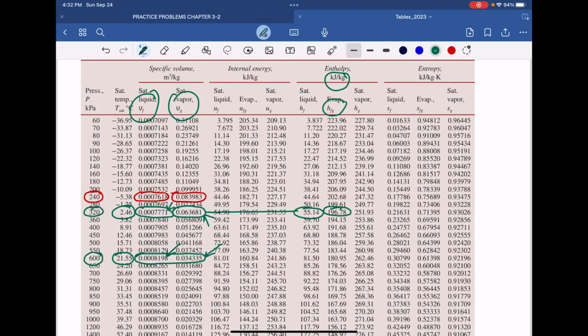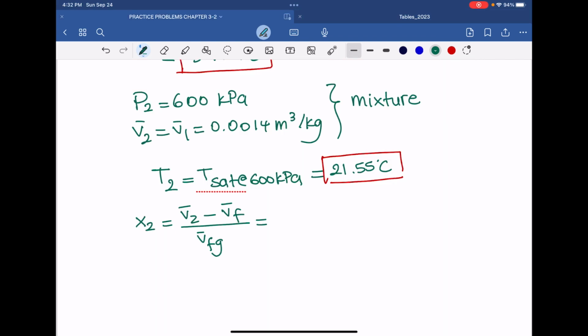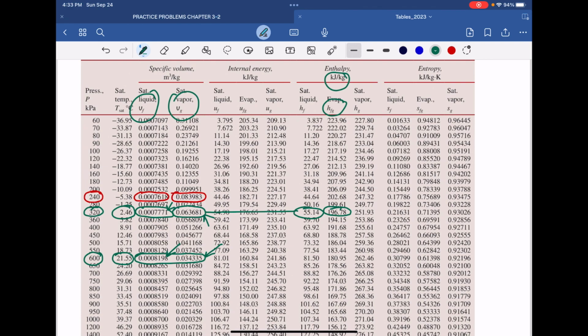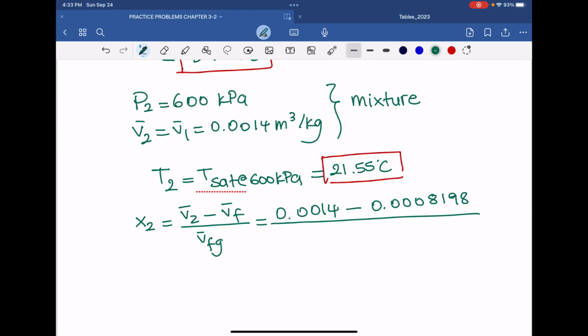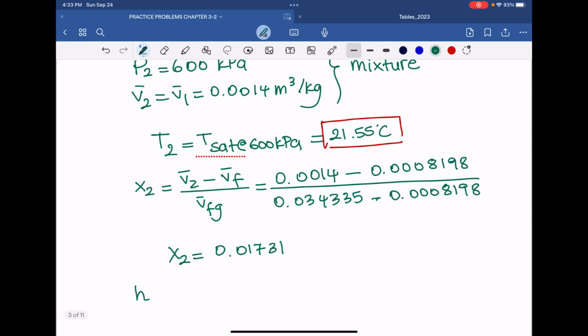Let me check one thing. Okay. I think that was the value. Okay, good. Right, and then quality should be 0.01731. Okay, good. Now again we do the same thing.